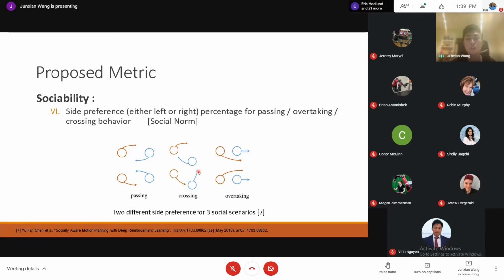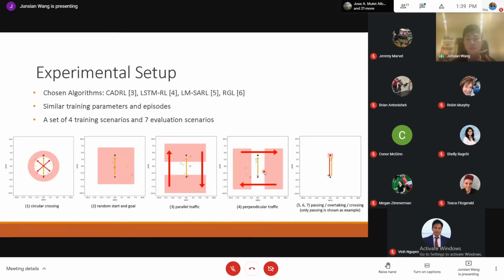As you can see, it's depicted in the image below, which is taken directly from one of the papers that actually implement these three social norms as their reward function in their reinforcement learning. So having introduced the metrics, next we're going to introduce the experimental setup that I actually used. There are 4 algorithms chosen.